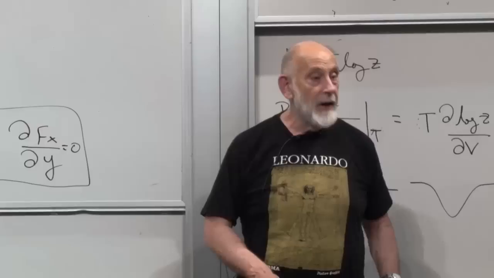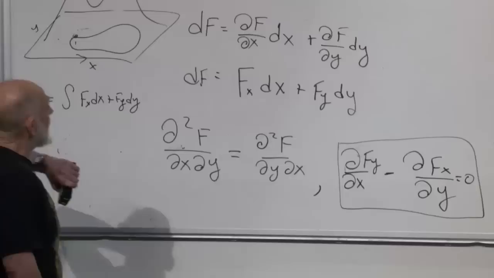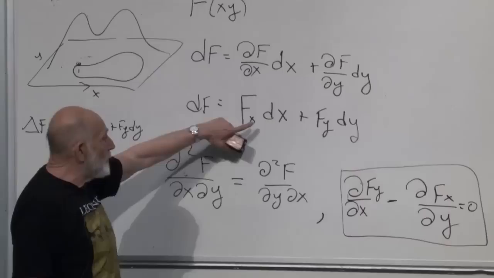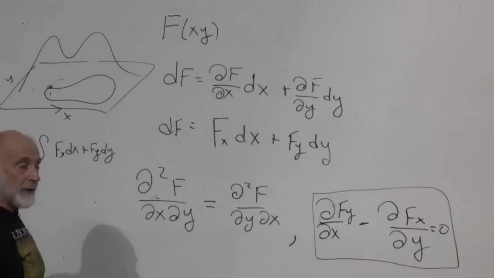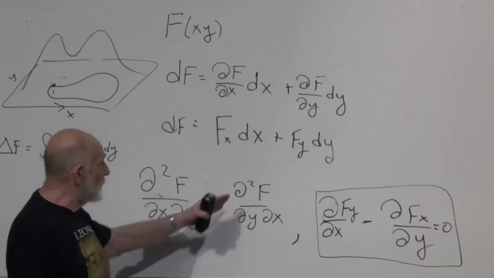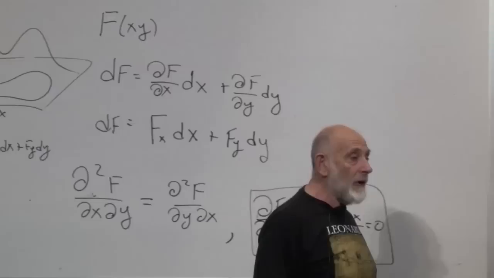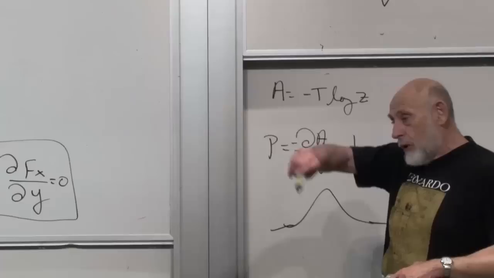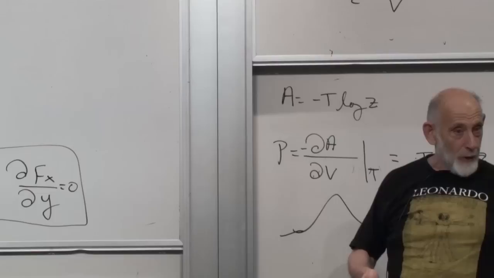Nevertheless, the change in your fuel, now F stands for fuel, the change in the fuel can be written in this form. How much fuel you use to go a little x distance, and then how much fuel you use to go a little y distance on this terrain. The change in the fuel can also be written as a differential, but it's not the differential of some function. If it was the differential of a well-defined function, if you go around in a loop, the change has to be zero.